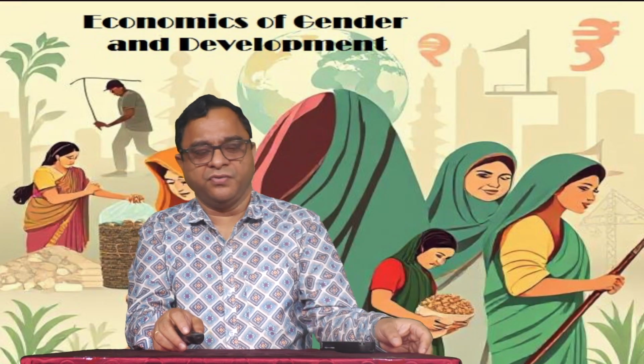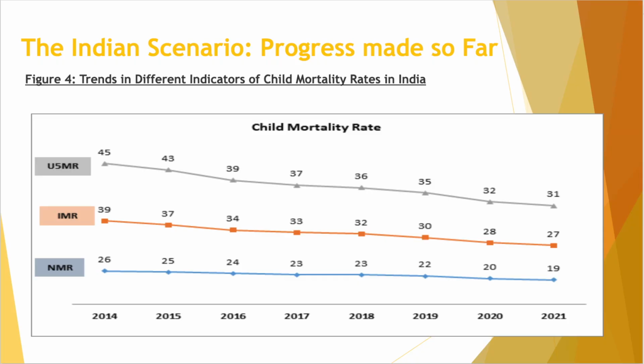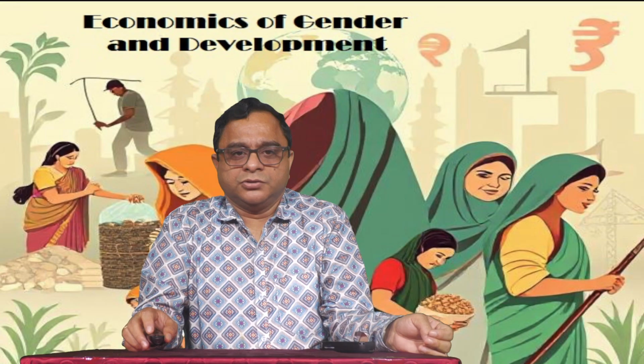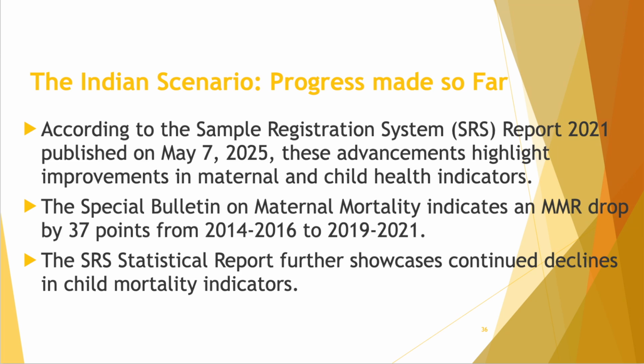And here in figure 4 we see the trends of different child mortality rates like under 5 mortality rate, IMR and neonatal mortality rate for the same period, and these data also are obtained from the SRS registration system. So according to the Sample Registration System SRS report 2021, which was published on May 7, 2025. These advancements highlight improvements in maternal and child health indicators.